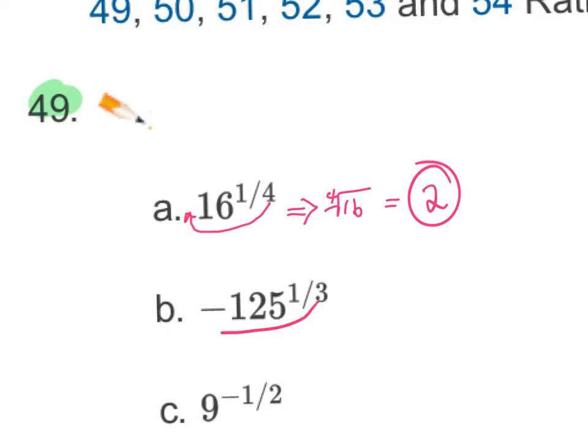Same thing here. Pull this out in front. This is the cube root of negative 125. Well, what number times itself 3 times gives me negative 125? Negative 5. Good.